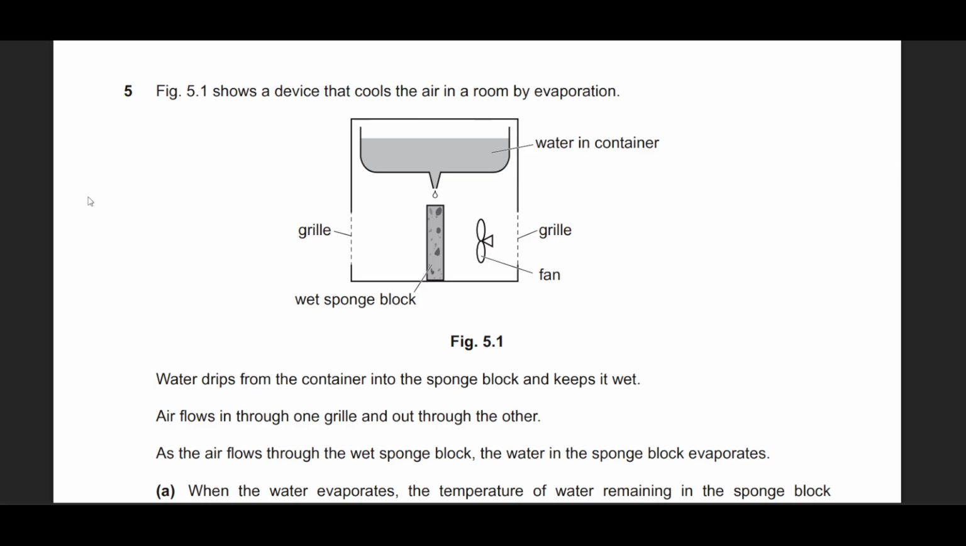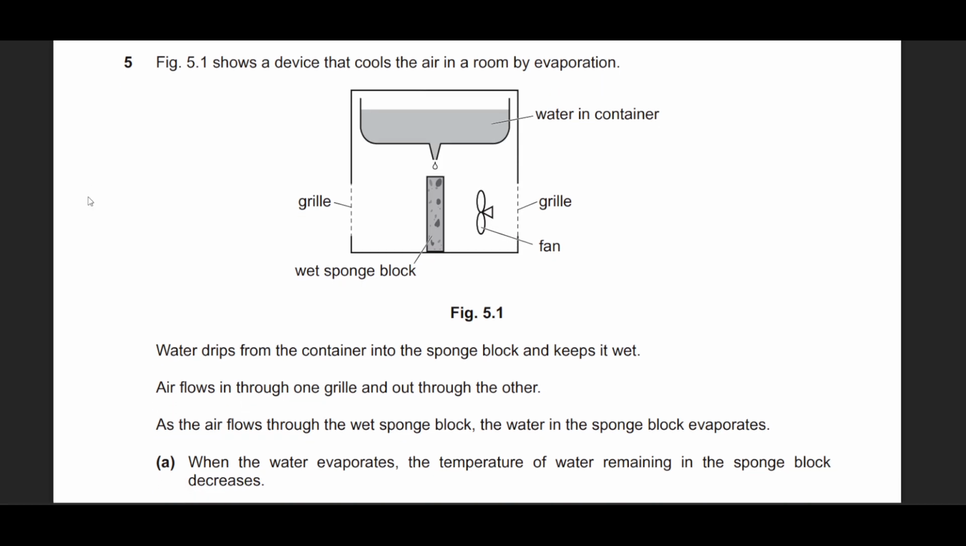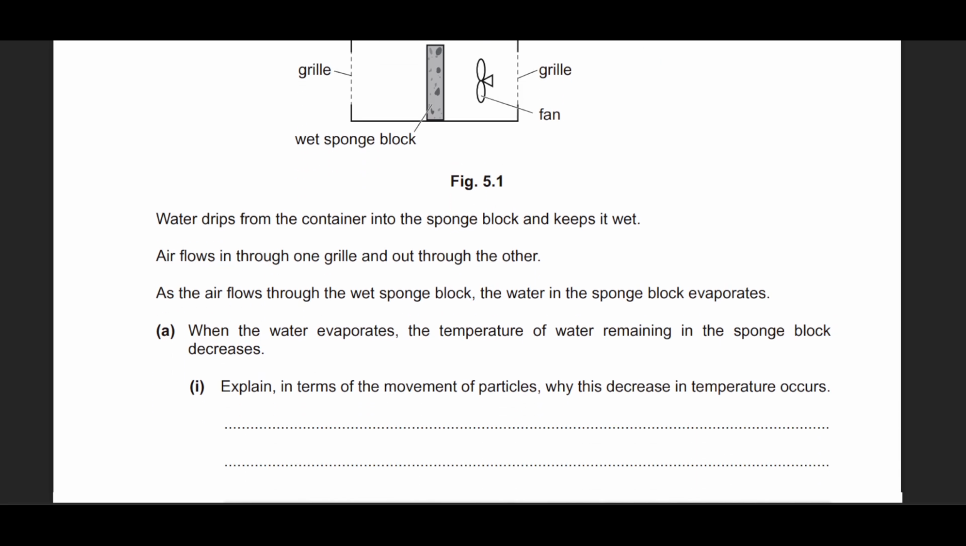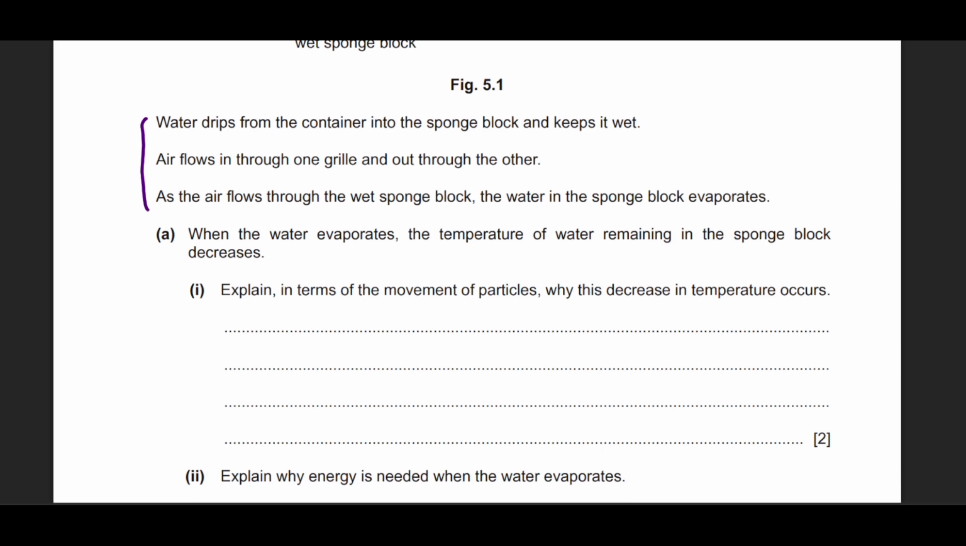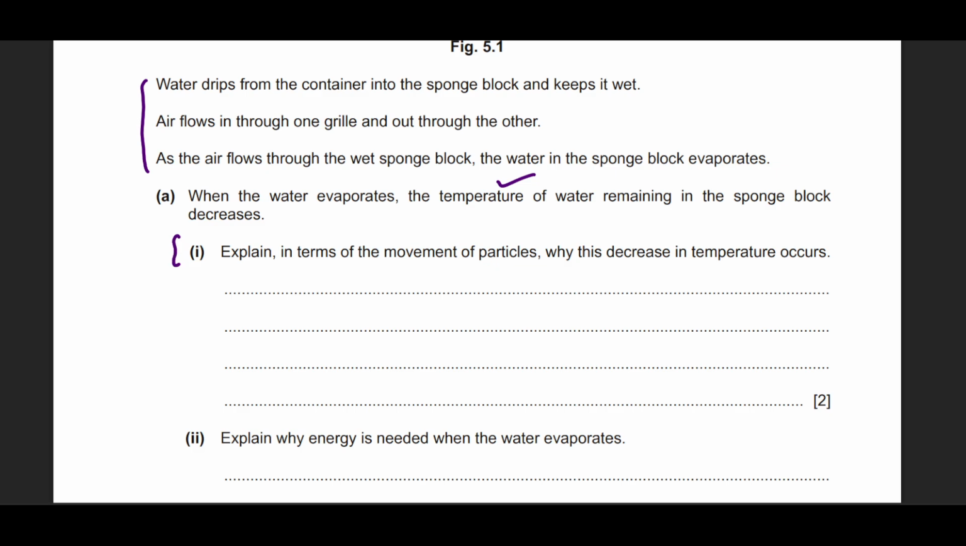Question number 5 suggests that this question is from evaporation, as we can see in the title of the question as well. Okay. All right. So we can ready the vocabulary in our own heads that this is what he's going to be talking about. All right. So water drips. Okay, you can read the description. He says, when the water evaporates, the temperature of the water remaining in the sponge block decreases. It's becoming cooler because the temperature is decreasing. He's asking you the mechanism of evaporation, what you're going to write down.